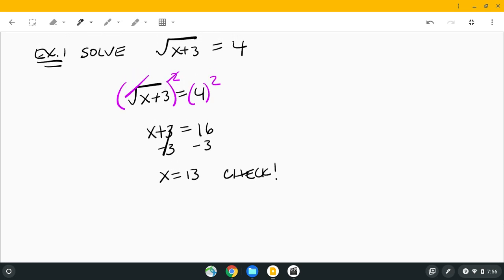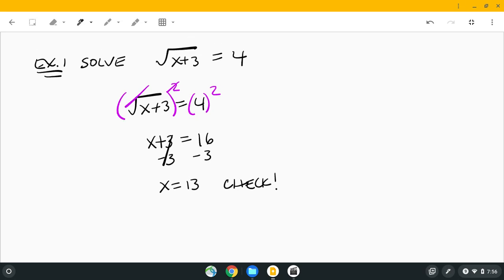So let's go back to the original problem, square root of x plus 3 equals 4. We're going to plug our answer in there and check, does this equal 4? Here I get the square root of 16, and I get 4. And so yes, it does check.